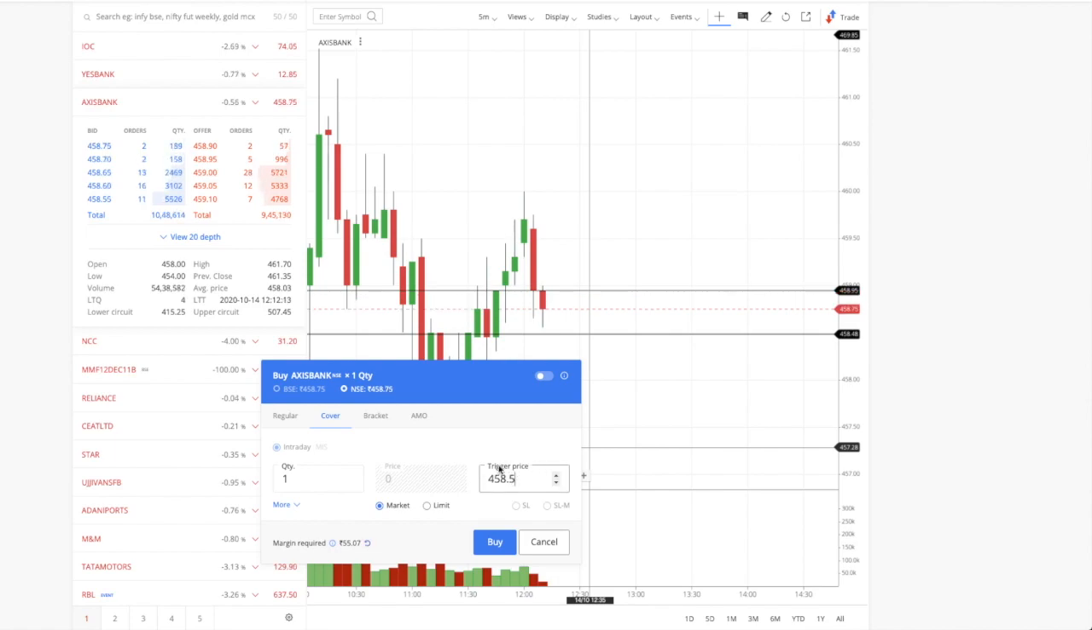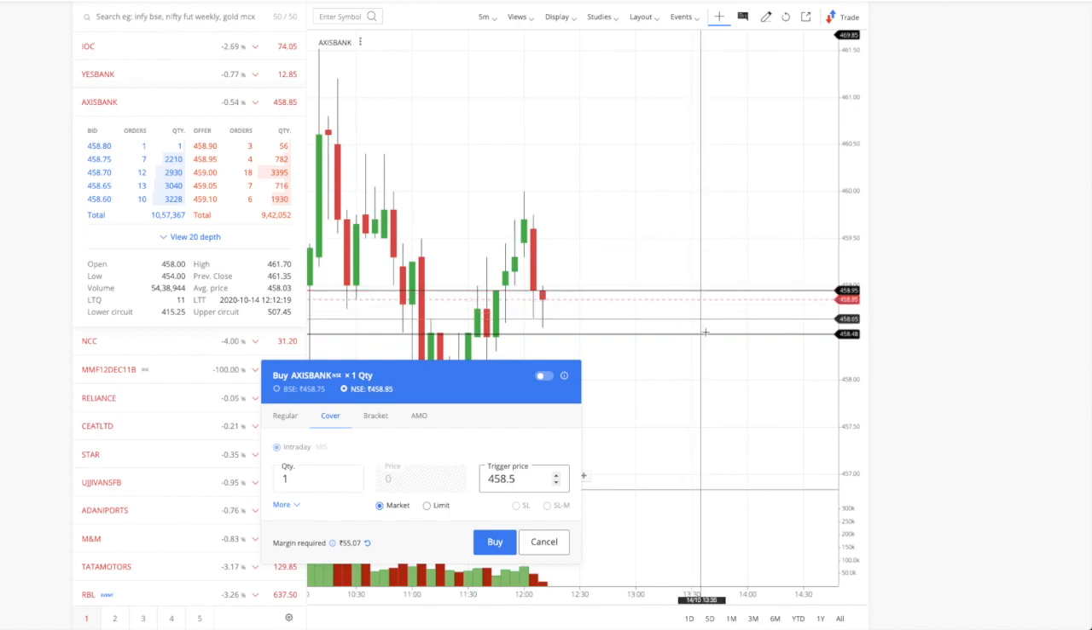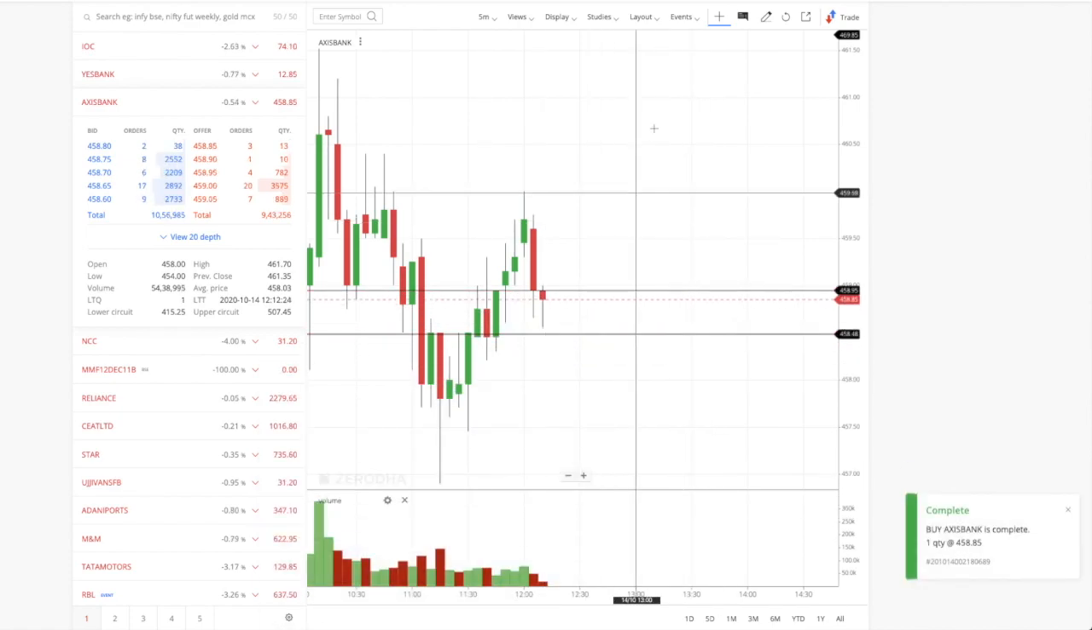458.5, I'll keep my stop loss. I'm buying it at the market price. So right now it is 458.75. Here I'm keeping a stop loss because if the price falls below this, maybe my view does not hold. I'm buying it here. So I have bought it.